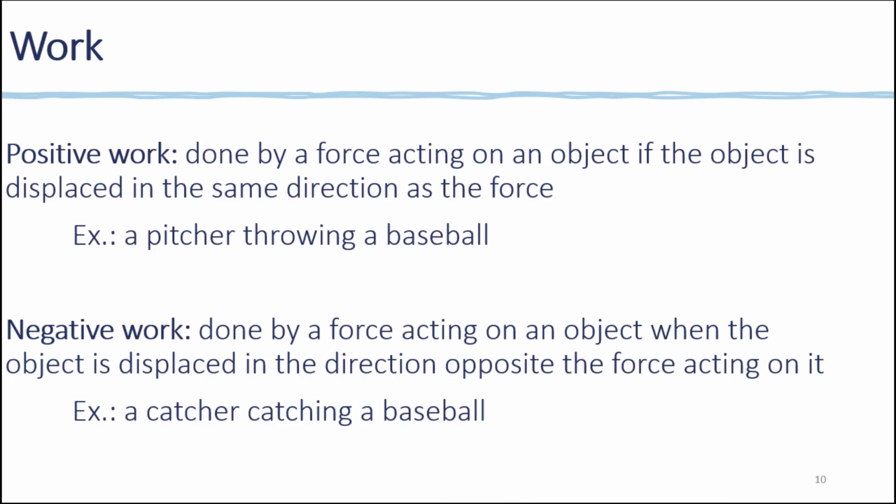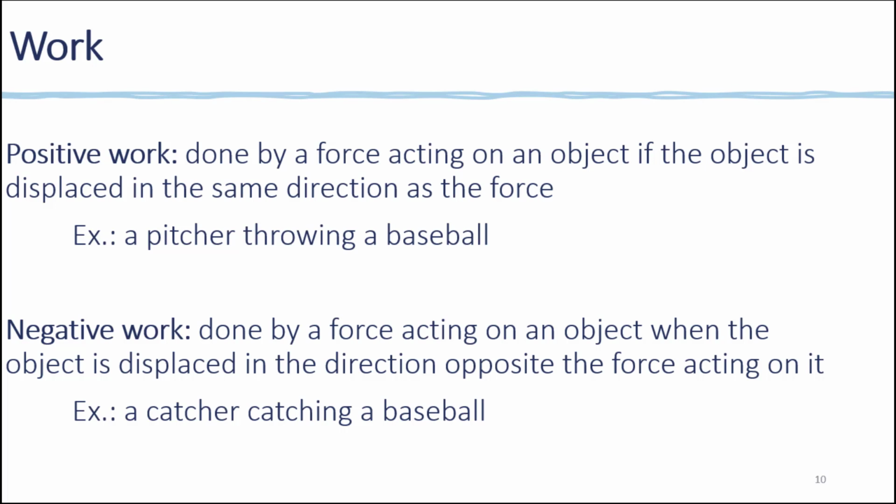So work can be positive or negative. Positive work is done by a force acting on an object if the object is displaced in the same direction as the force. So for example, a pitcher does positive work against a baseball when throwing it. A weightlifter does positive work when lifting or raising a weight, as we just saw with the bench press. And a high jumper does positive work when they're jumping off the ground.